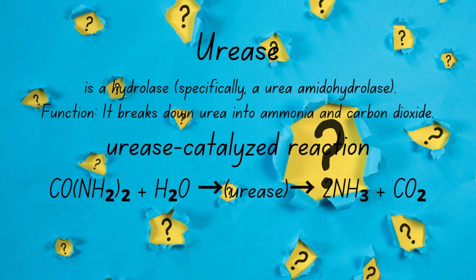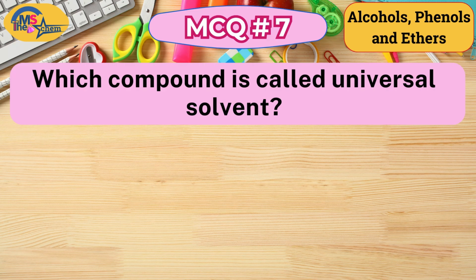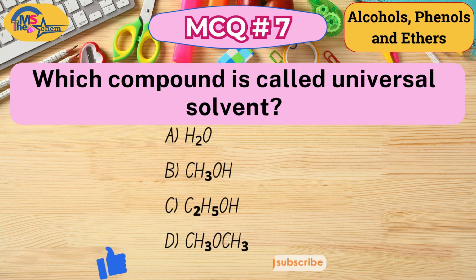And now question 7 is which compound is called universal solvent? Here are the four options given. Option A is water, option B is methanol, option C is ethanol, and option D is dimethyl ether. The true answer to this question is option A, water.